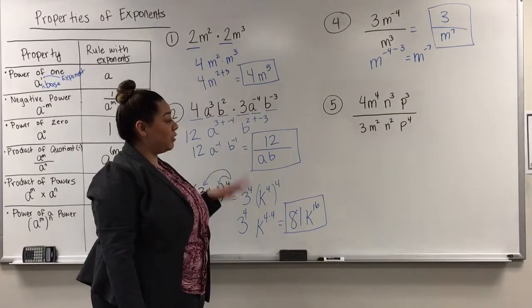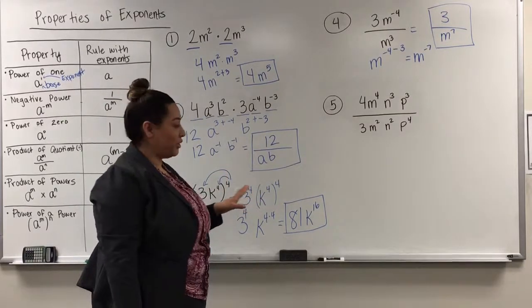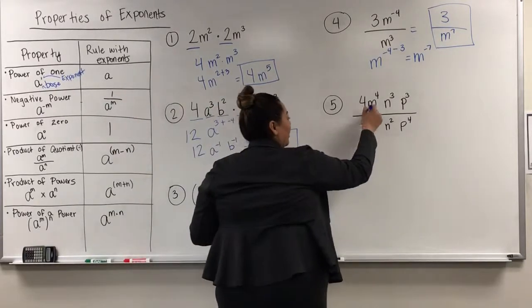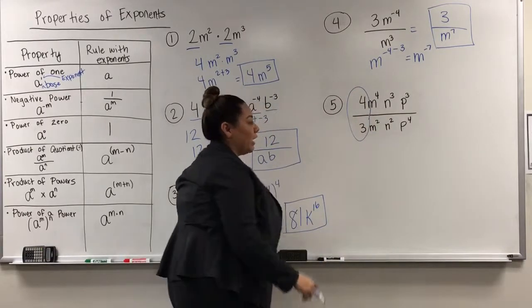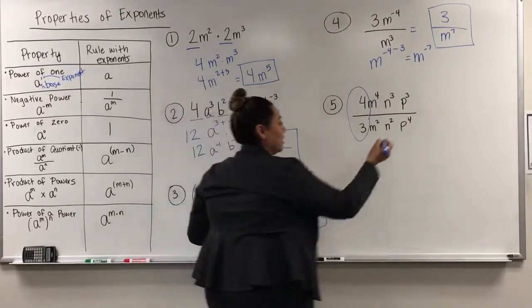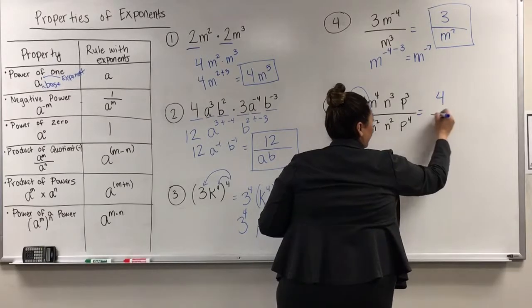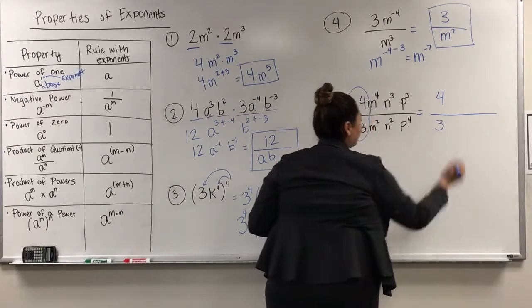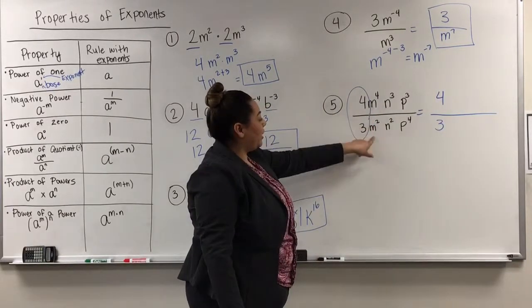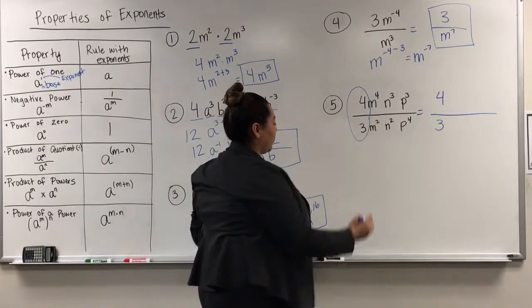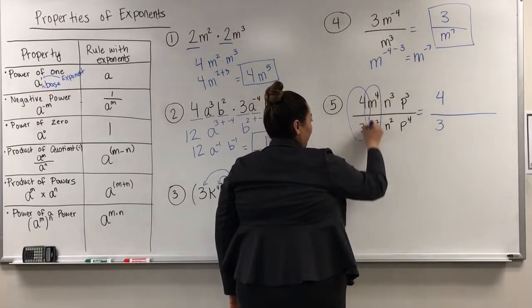Number 5 looks complicated, but it's not as much. We're going to start with the numbers 4 and 3. We can't do anything to them, so that's how they're going to stay. So this is where I'm going to write my answers. Then we go with the letters. It has to be the same letter, so we're going to start with the m's right here.